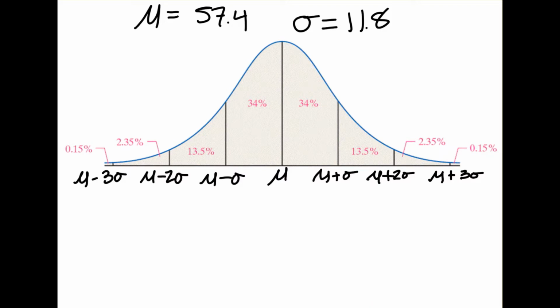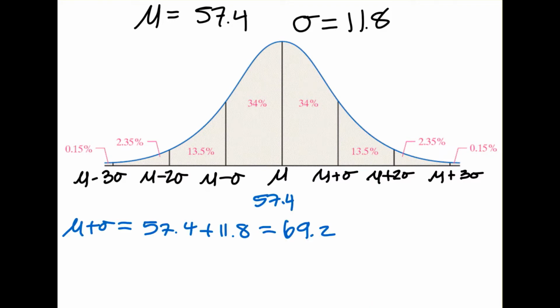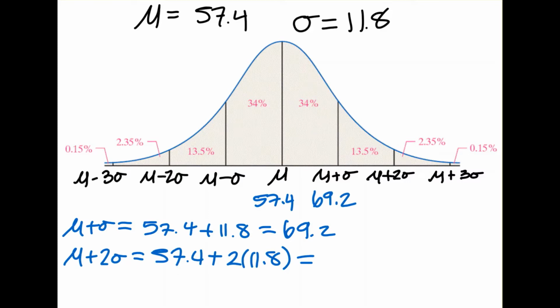Mu is 57.4, so that will go in the middle. Now let's compute mu plus sigma, and we get 69.2. Now let's compute mu plus 2 sigma, and we get 81. So that means under mu plus 2 sigma, we will have 81. Mu plus 3 sigma is 92.8.